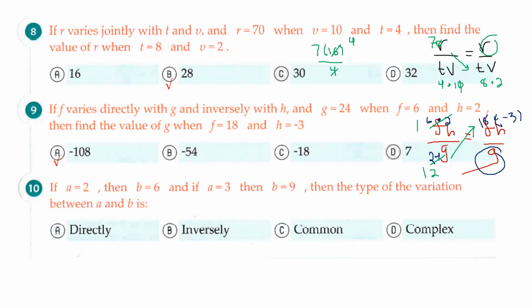If A, which type of variation? Here they said if A is equal to 2, then B is equal to 6. And if A is equal to 3, then B is equal to 9. Which type of variation? Okay, which type of variation when A increases, B increases as well? Okay, and when the opposite is true, when A decreases, B decreases. This type of variation, of course, is called directly. I hope I made it clear for you.